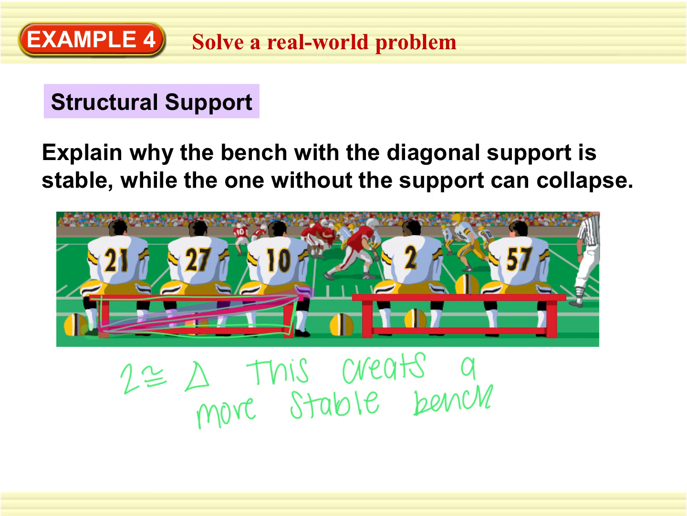Now, with the number 2 and 57, those two players sitting on the bench, if they decide to just shift to the right, this entire bench is going to break. Okay, so this one is no support. No support whatsoever. They're just going to fall. Sitting on it like that is fine, but once they decide to wobble a little, it's going to go.